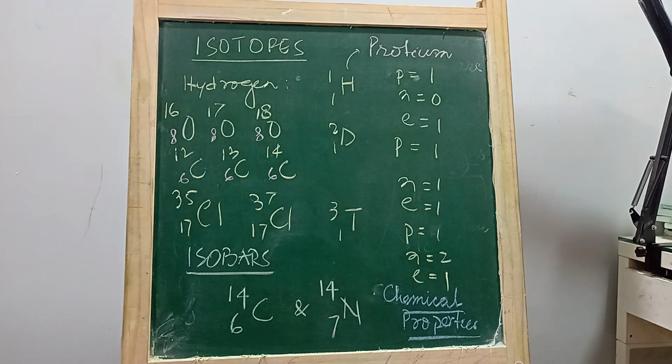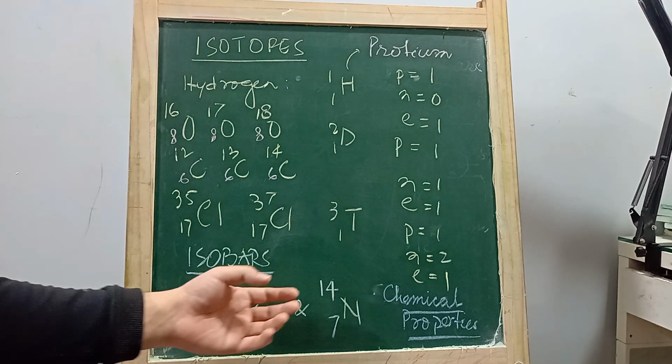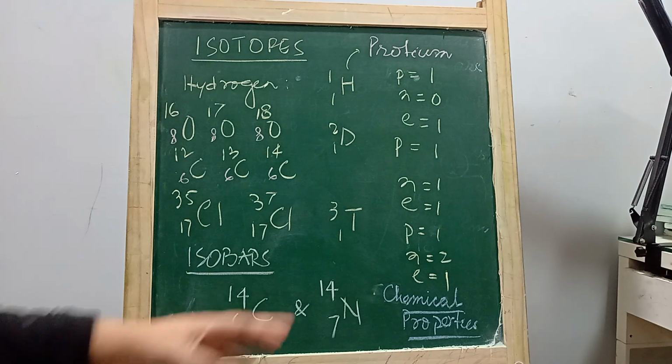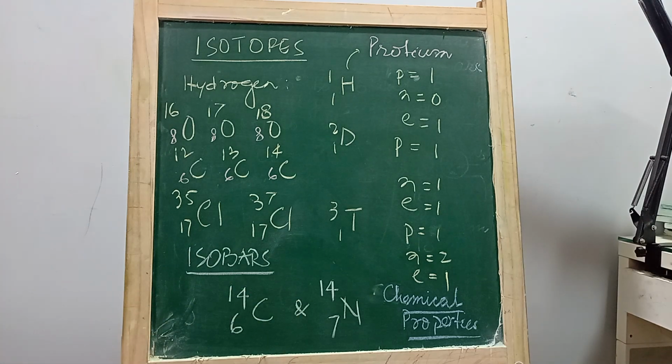Isobars will be chemically different because they have different atomic numbers, so the numbers of electrons in them are different. So they have different chemical properties, while physical properties may or may not be the same. Fine.